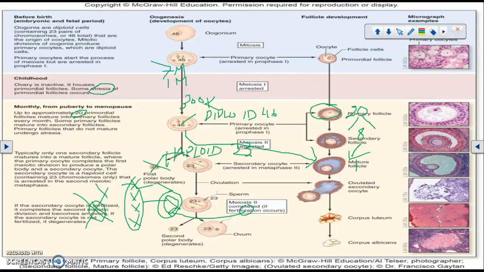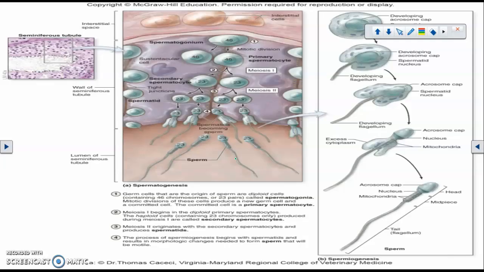So, interesting thing about oogenesis: you start with 1 oogonia and you end with 1 ovum. Even though you undergo 2 processes of meiosis, after meiosis 1 one polar body gets destroyed, and after meiosis 2 another polar body gets destroyed. Very, very important characteristic.